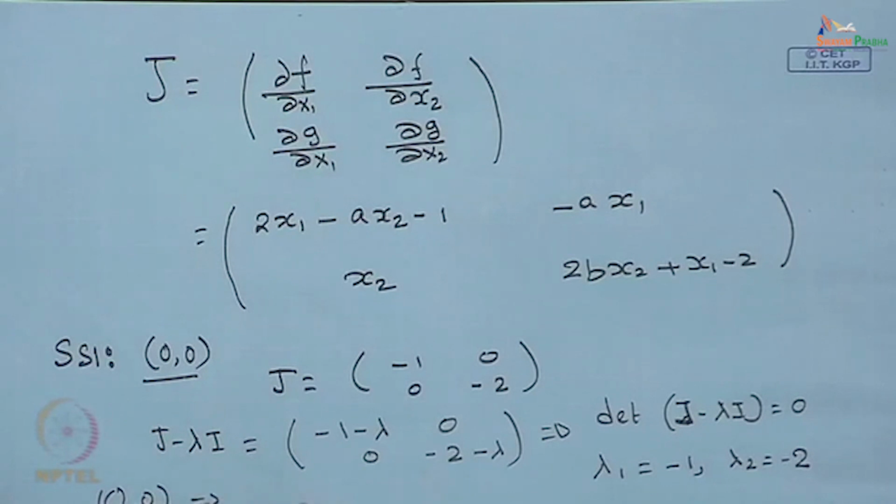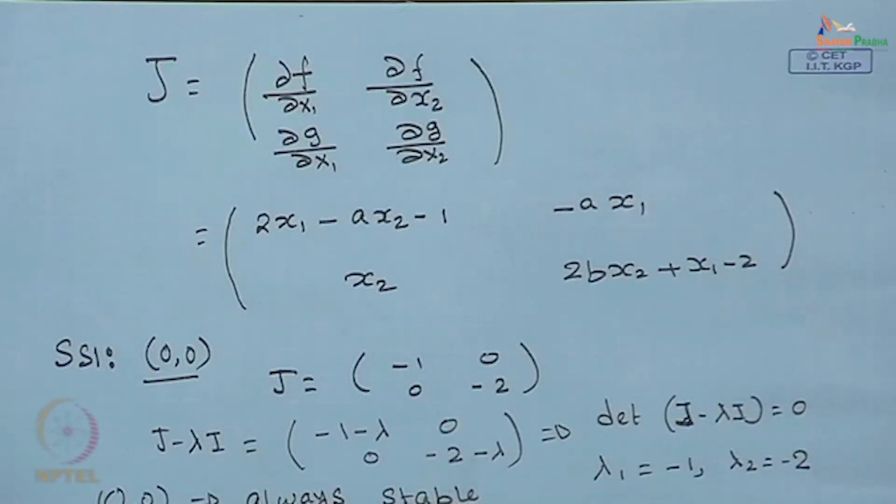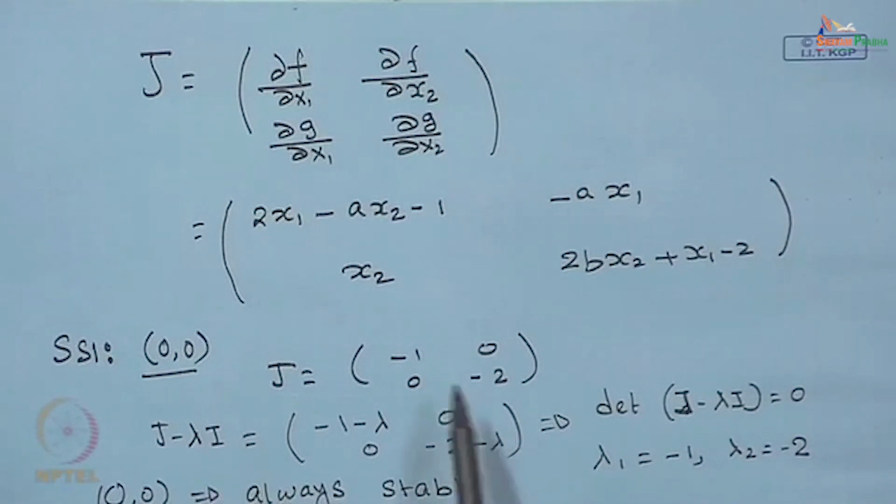0 is always stable. You can interpret this from the determinant value and trace value. Trace turns out to be negative, which has to be the case, and determinant turns out to be positive. So, therefore, this steady state SS1 is unconditionally stable.